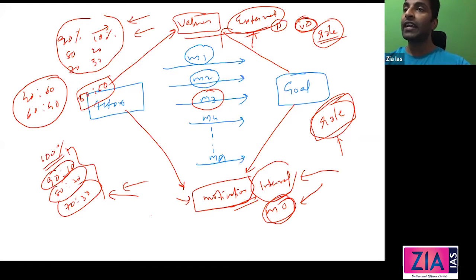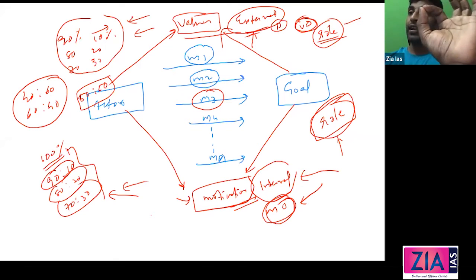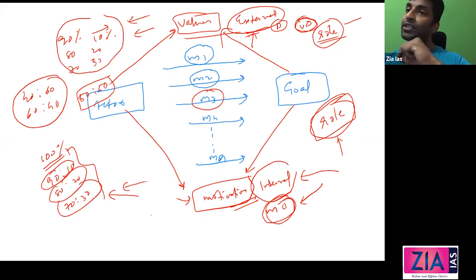Will the individual face dilemma in modern society? No. Why? Your role expectation is very clear. Role is defined. Does he face dilemma in traditional society? Traditional society, will you face dilemma? No. Your role. See this word, role. Role definition. Role is defined. Role is expected. Role expectation is very clear in these two.